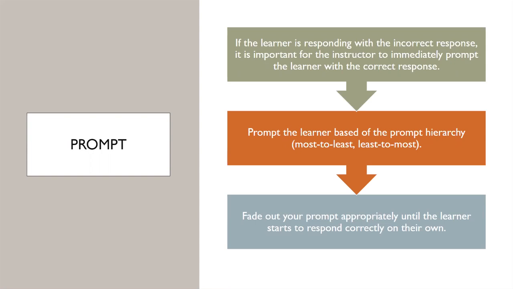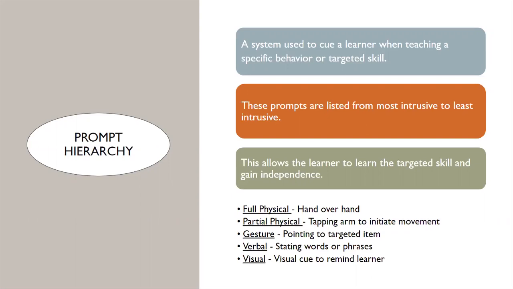Prompts are based off a prompt hierarchy, which is most to least and least to most, depending on the learner and the skill you are teaching. RBT should fade out their prompts appropriately until the learner starts to respond correctly on their own. The prompt hierarchy is a system used to cue a learner when teaching a specific behavior or targeted skill. These prompts are listed from most intrusive to least intrusive. This allows the learner to learn the targeted skill and gain independence.